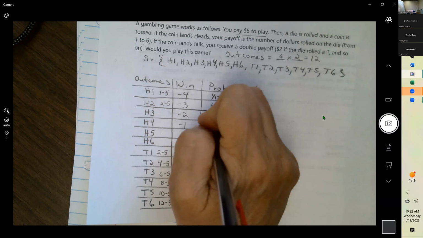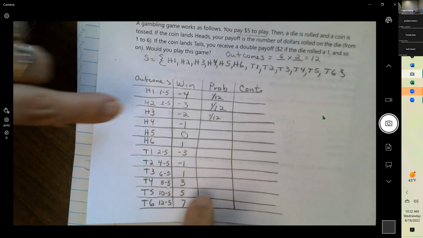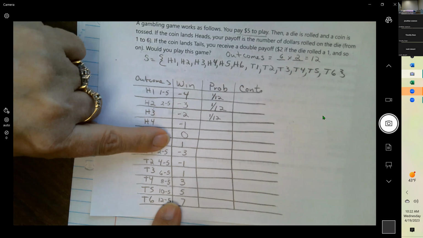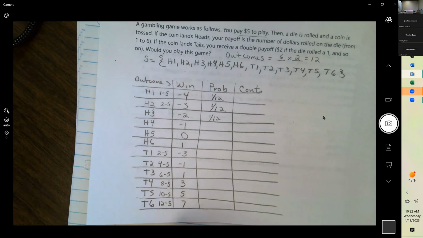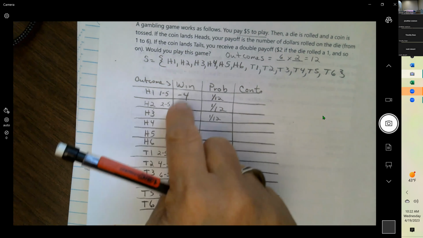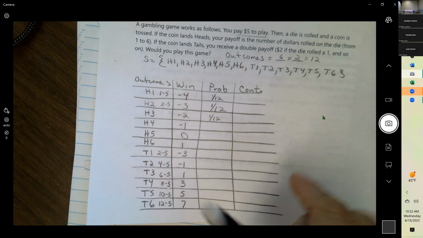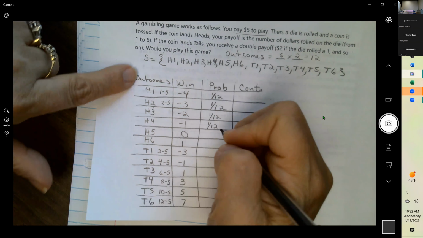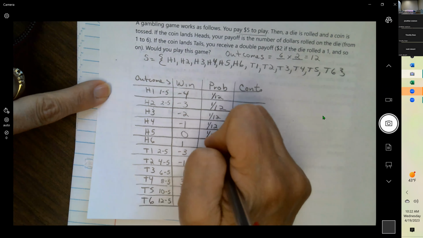They're all 1/12. Now we could have combined, no, none of them are the same. Yeah, if one of them had the same winnings, we could have combined it, but you didn't need to. And so since we listed every sample space, these are all 1/12.